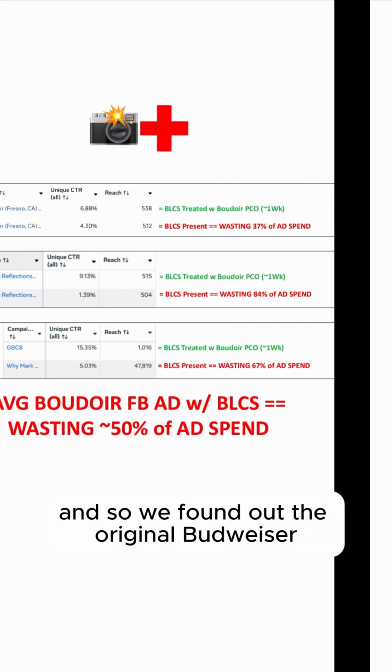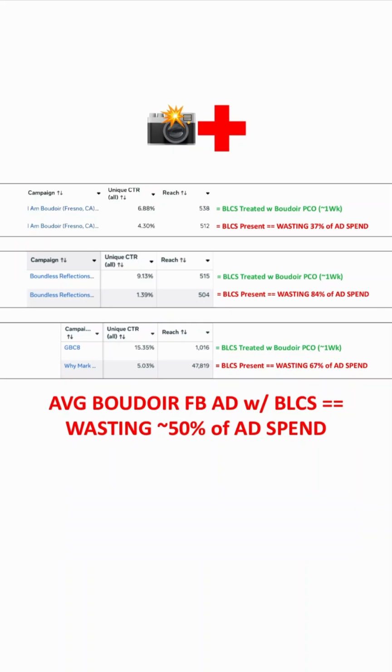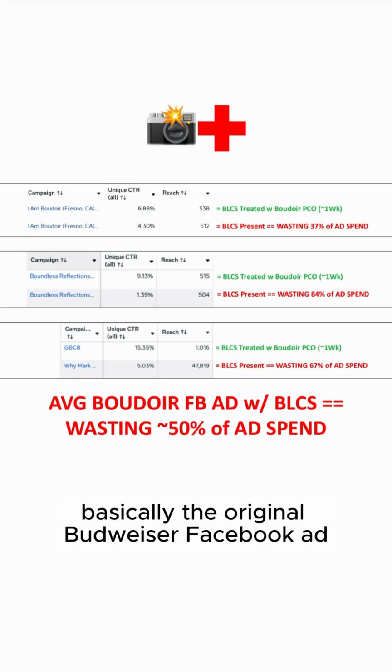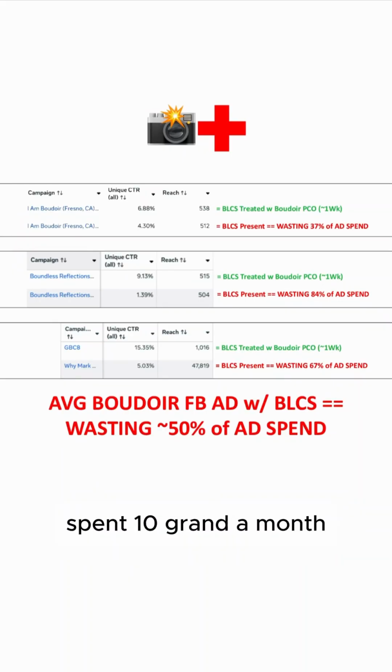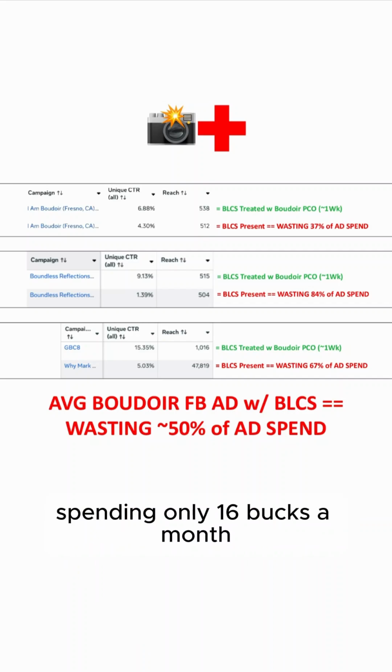And so we found out the original Boudoir Facebook ad was wasting 84% of its ad spend. So when it was doing that, the original Boudoir Facebook ad spent 10 grand a month. Instead, we can do the Boudoir PCO treated ad spending only $1,600 a month.